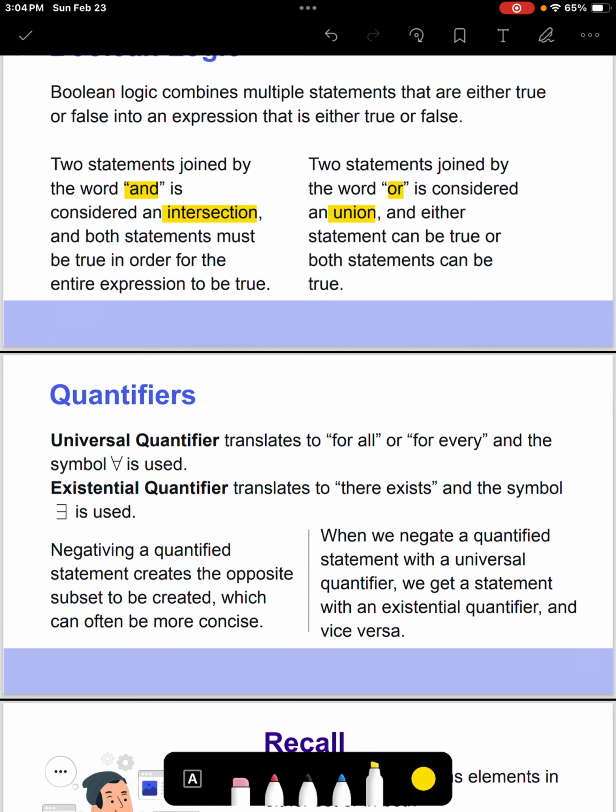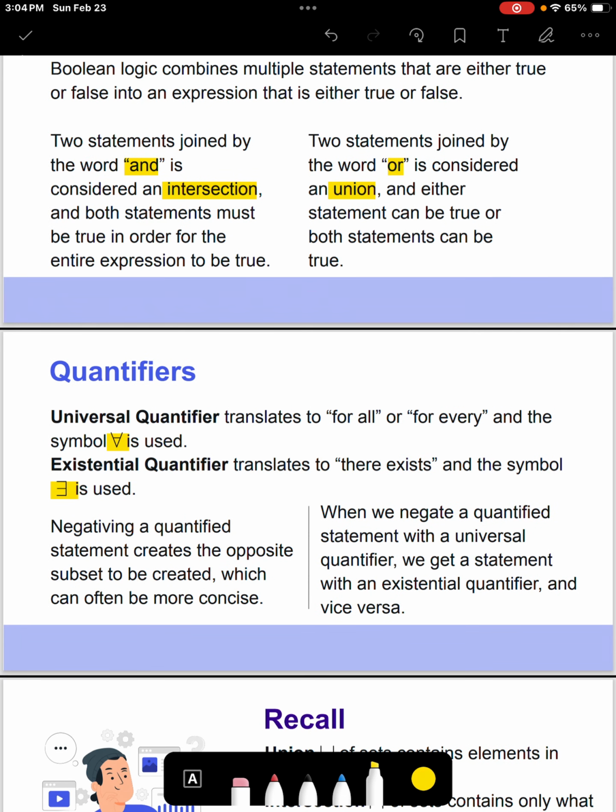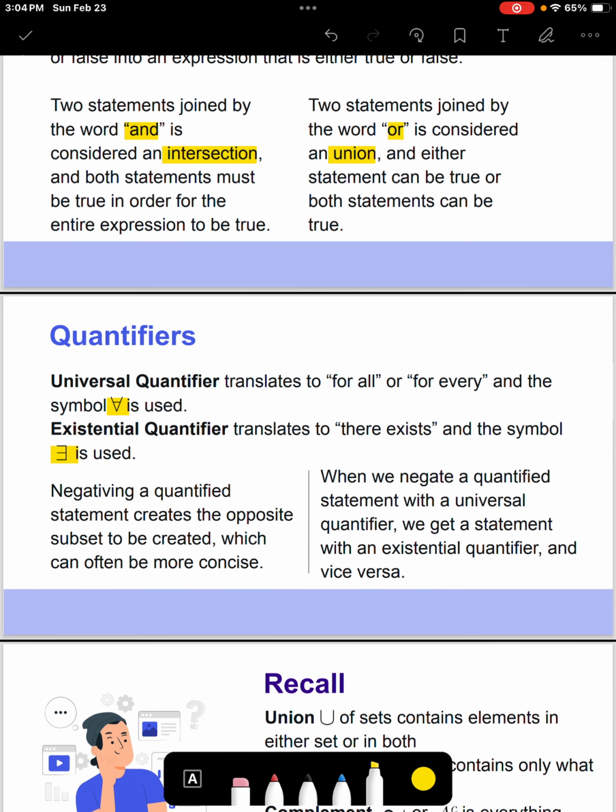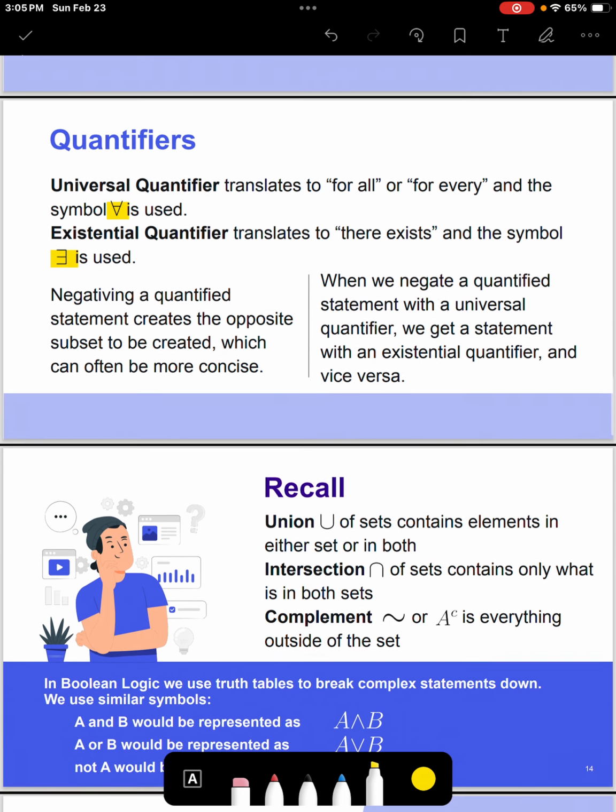So some qualifiers. A universal qualifier translates to "for all" or "for every" and uses the symbol upside-down A. The existential qualifier translates to "there exists" and uses the symbol backwards E. Negating a qualified statement creates the opposite set, which can often be more concise. When we negate a qualified statement with a universal qualifier, we get a statement with an existential qualifier, and vice versa.